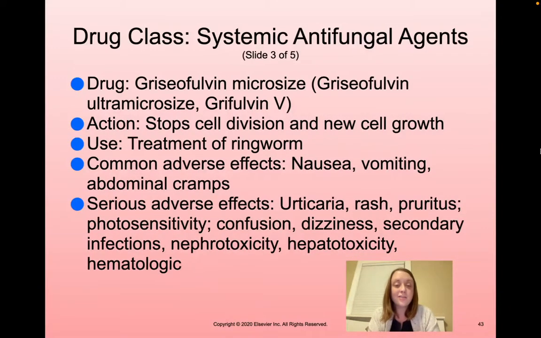Our next systemic antifungal agent is griseofulvin microsize, also called griseofulvin ultramicrosize or Gris-PEG. It works by stopping cell division and new cell growth, so it's used particularly for treating ringworm. Some common adverse effects are nausea, vomiting, and abdominal cramping, but some serious effects you can see include urticaria, rash, pruritus, photosensitivity, confusion, dizziness. It can cause secondary infections, nephrotoxicity, hepatotoxicity, and also other hematologic issues.